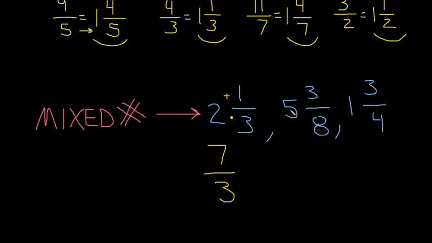You can do it again. 5 times 8 is 40, plus 3 is 43 over 8. 43 over 8 is an improper fraction. It's greater than 1. It's equivalent to 5 3/8. Last one: 1 times 4 is 4, plus 3 is 7, and then we keep the denominator, 7/4. 7/4 is equivalent to 1 3/4.